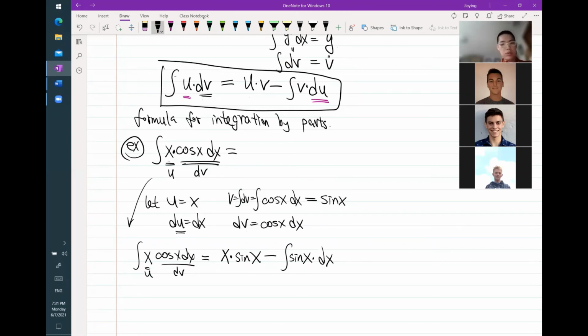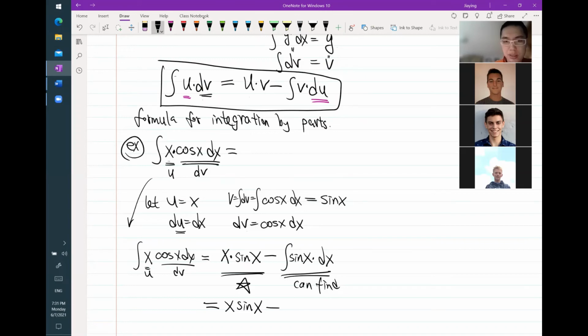So this integral that we're looking for, the one on the left, we found one part, which doesn't have an integral, so that's a good part. Well, this part still has an integral, so it's not quite done yet, but at least we can integrate sine x directly in the next step. So this we can find without too much trouble. So that will be x sine x minus, so what is the integral?